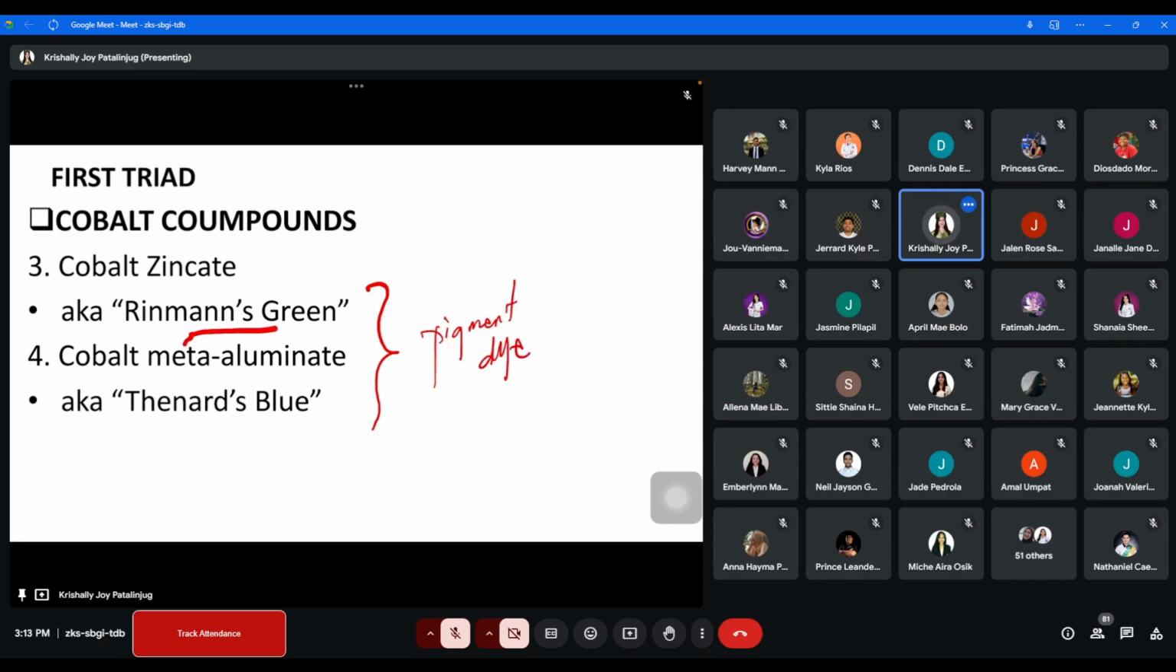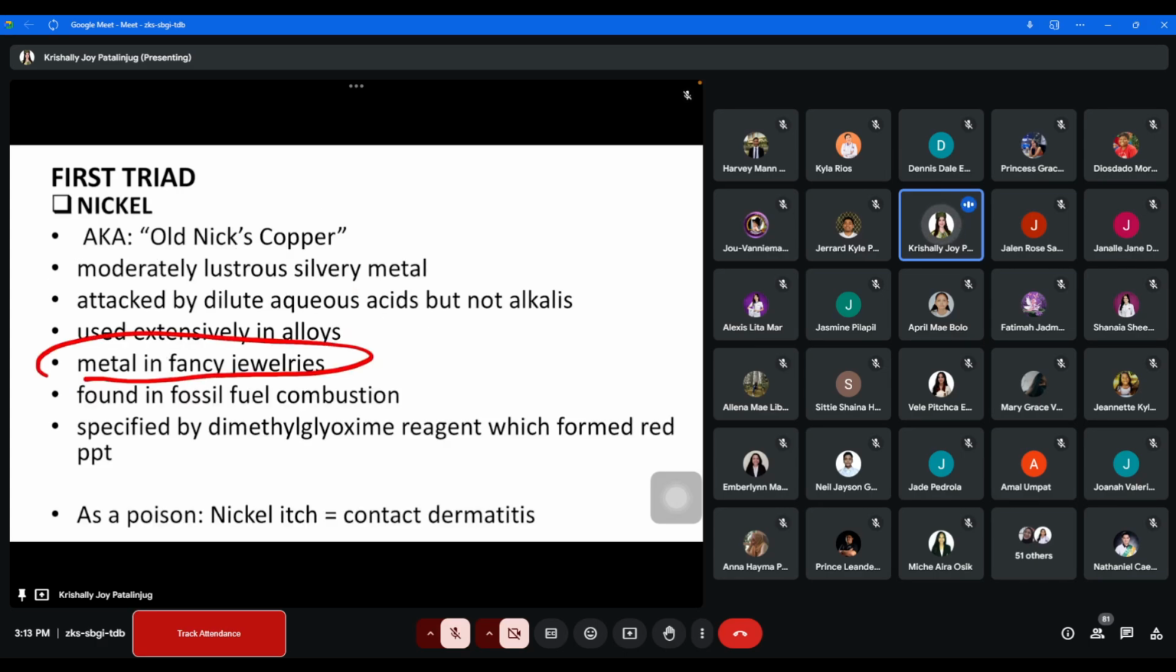Rainman's green, so color green, iyang gina-induce na pigment coloration. Thenard's blue, color blue. So lahat yan may cobalt. Cobalt zincate, Rainman's green, cobalt meta-aluminate, Thenard's blue. And yung last element under the first triad is nickel. Ang main use ng nickel is ginagamit siya in making fancy jewelries.